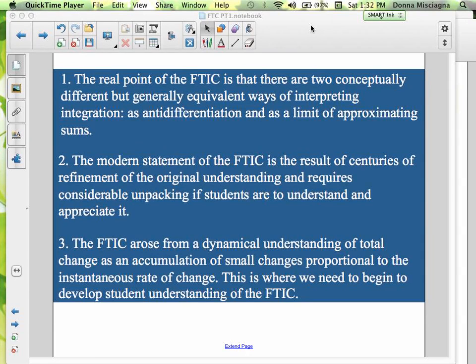Alright, so I'll begin this podcast with just the last page of the last set of notes, which I forgot to go over. The real point of the fundamental theorem of calculus is that there's two conceptually different but generally equivalent ways of interpreting integration, as anti-differentiation and as a limit of approximating sums. Okay? Alright, so now we're going to look at the second definition, the second part of the fundamental theorem of calculus.